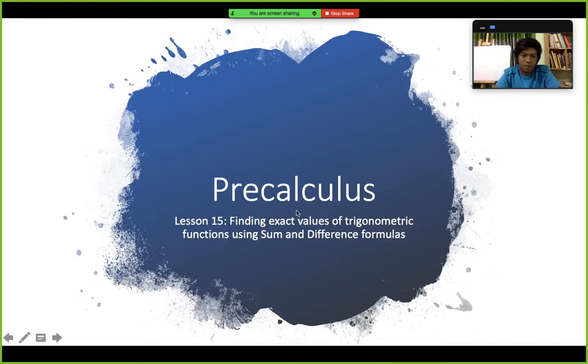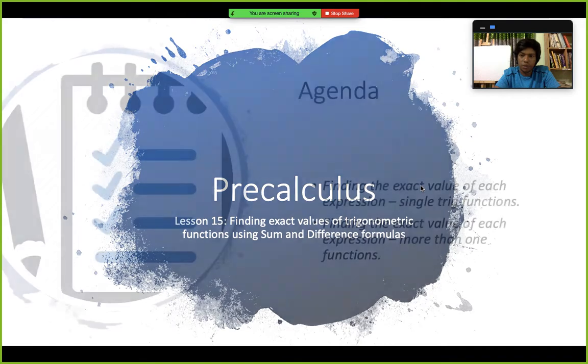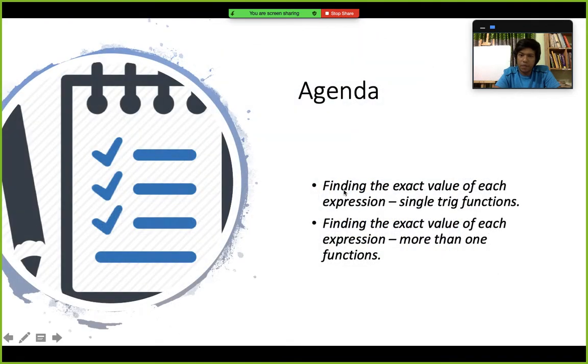This is our lesson 15, finding exact values of trigonometric functions using sum and difference formulas. These are from section 7.5 from our book. This is the agenda: finding the exact value of each expression, single trig and then more than one function. So this is the combined kind and this is like the single function.